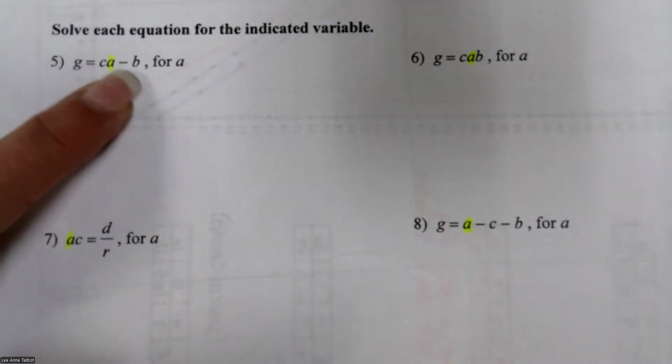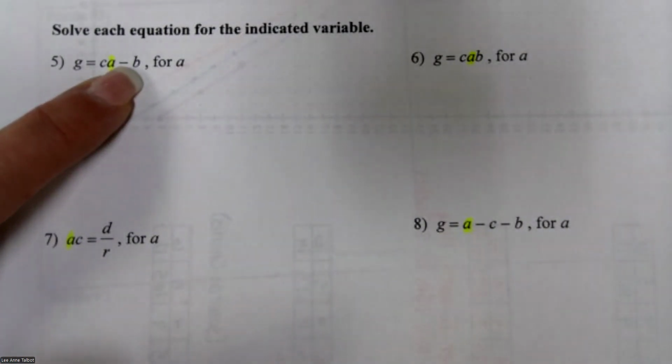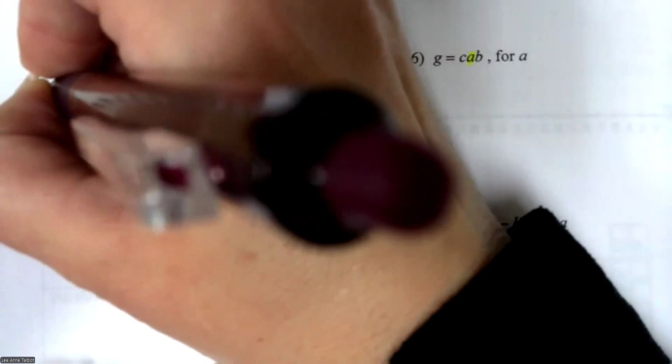So the first thing I'm going to do is get rid of the last thing that happened, and the last thing that happened was minus B. So I'm going to undo that by adding B.